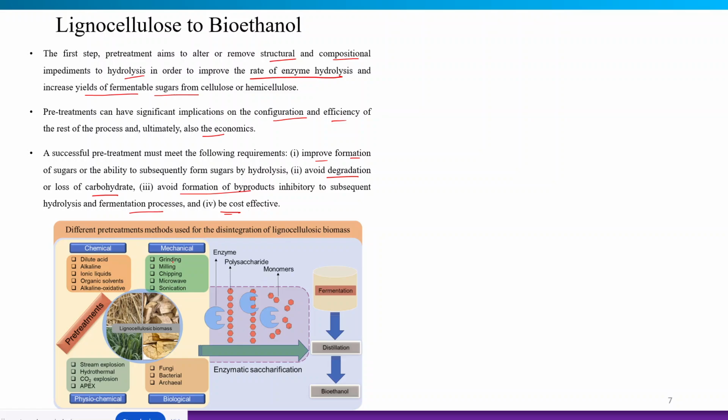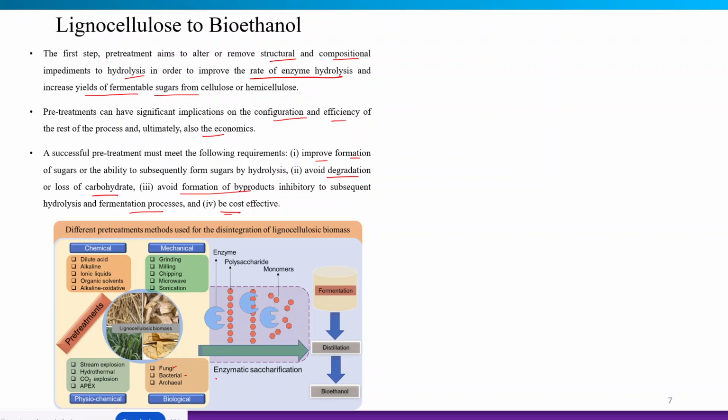So you can see there are different pretreatment methods which are used for the disintegration of the lignocellulosic biomass. Chemical methods followed are dilute acid treatment, alkaline treatment, ionic liquid, organic solvents, and alkaline oxidative chemical treatments. Mechanical pretreatments include grinding, milling, chipping, microwave irradiation, and sonication. Also, there are steam explosion, hydrothermal, CO2 explosion, and ammonia explosion techniques. Also there is microbial conversion using fungi and bacteria. These kinds of biological treatments are also followed.